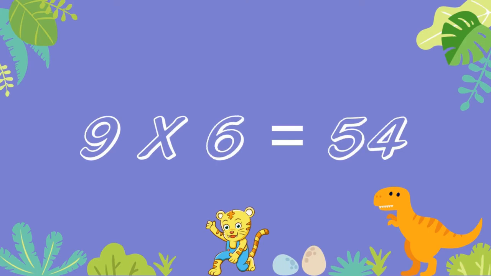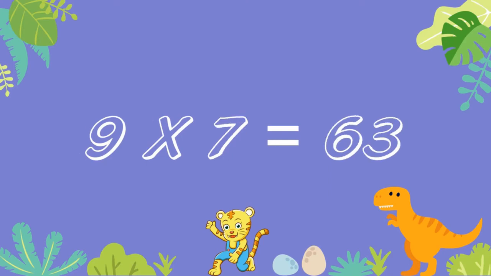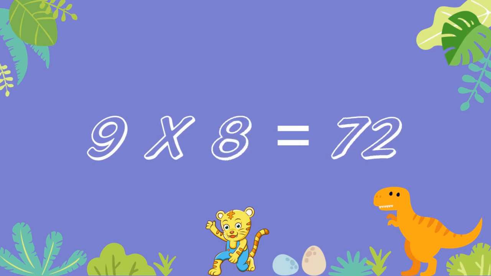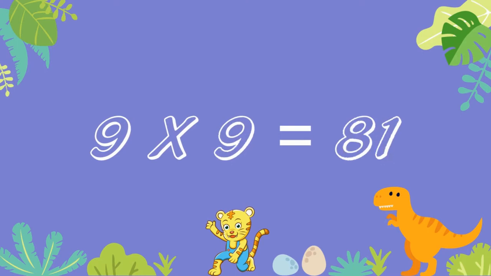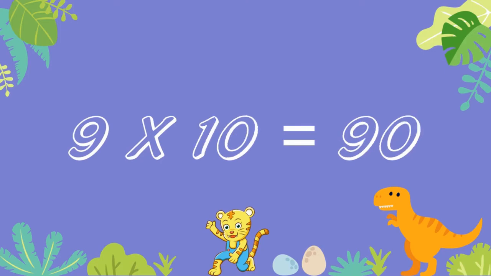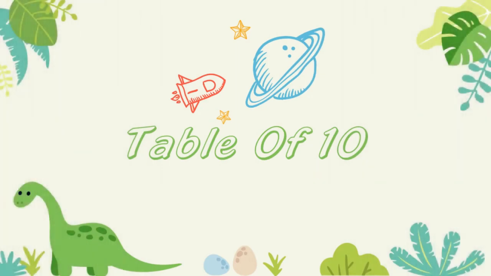9 sixes are 54. 9 sevens are 63. 9 eights are 72. 9 nines are 81. 9 tens are 90.